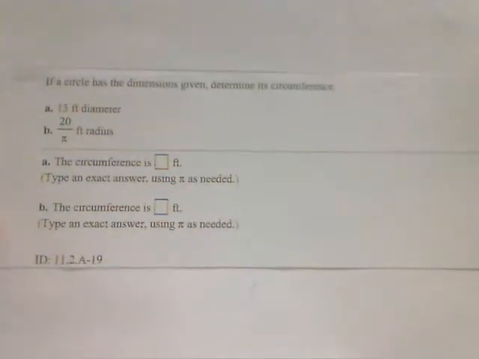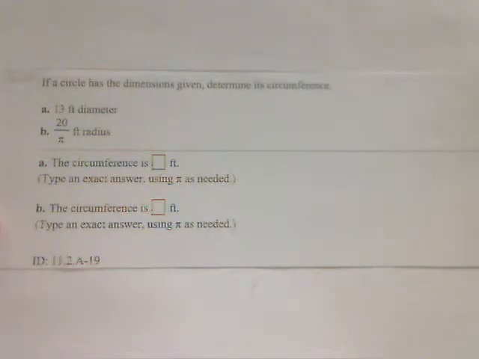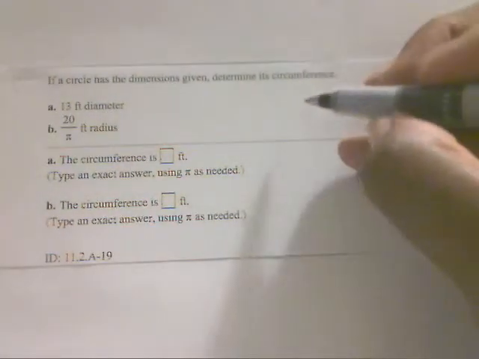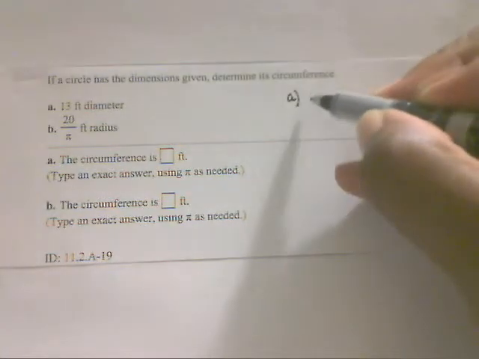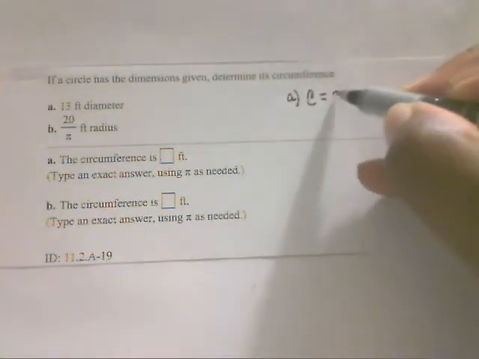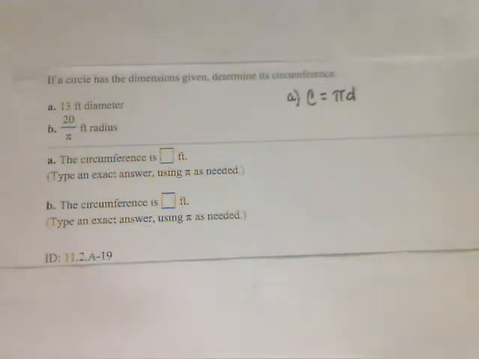Okay, problem number 6. Another circle problem. If a circle has the dimensions given, determine its circumference. In part A, you have a 13-foot diameter, and in this case, you want to find out what the circumference is. The diameter is given, so all you'll need is this formula. C is equal to pi times the diameter.